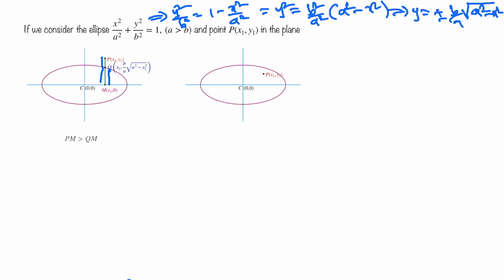Next case. In this case, our point x1, y1 is interior to the ellipse. Again, if I draw a perpendicular onto its axis, it meets at a point M. Also, if I extend PM, it meets the ellipse at Q. So again, the Q coordinate is going to be x1, comma b by a under root a square minus x1 square. In this case, you can see this is PM, this is QM. So here PM is less than QM.